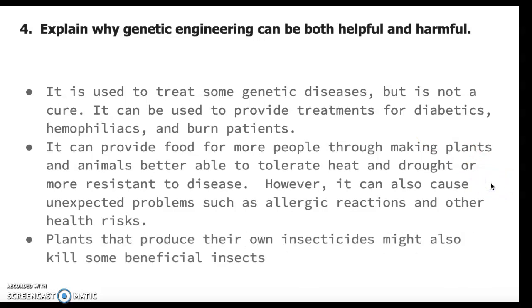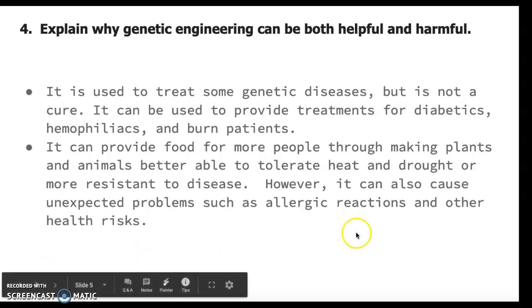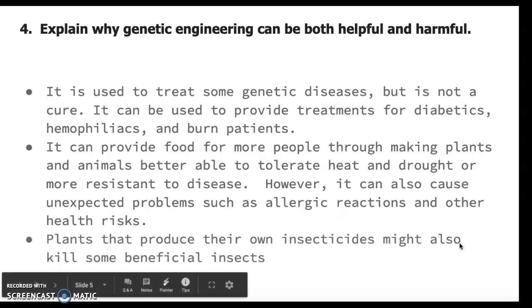Plants that produce their own insecticides might also kill off some beneficial insects. Whoops, you can't see it. Let's try that again.